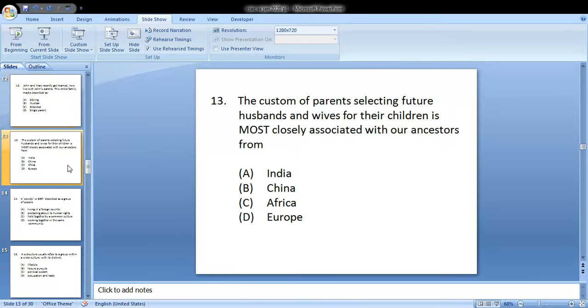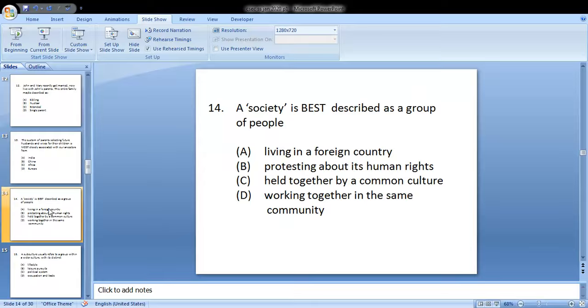Let's go on to number 13. The custom of parents selecting future husbands and wives for their children is most closely associated with our ancestors from A. India, B. China, C. Africa, D. Europe. We know it is dominant in India. A would be our answer.